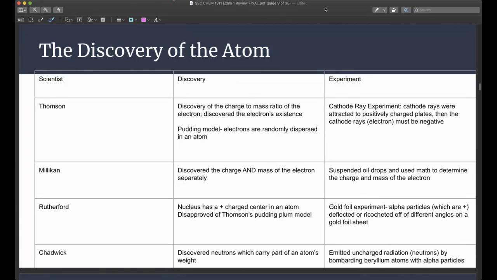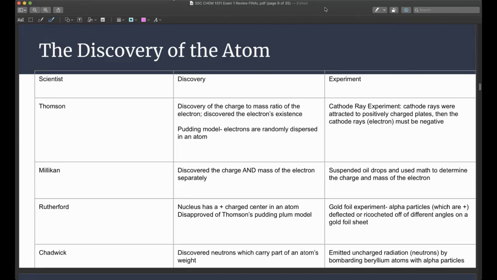Rutherford said that the nucleus had a positive charge in an atom, and he disproved Thomson's plum pudding model. How did he do this, you might ask? Well, he's very famous for his gold foil experiment, where he shot particles called alpha particles, which are positive, and they deflected or ricocheted off at different angles on a gold foil sheet. If Thomson's model was true, they would have just gone through the atom, right? Because the electrons are just randomly dispersed, so there's no spacing there. However, he realized that it's not the case, and there's actually something there, and that something must be a positively charged nucleus because there was the ricocheting and that deflection.